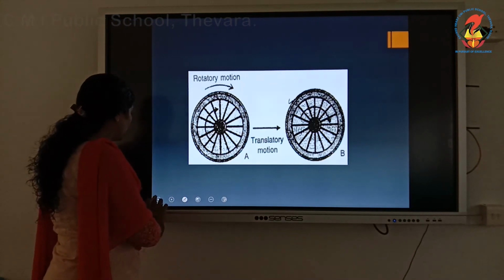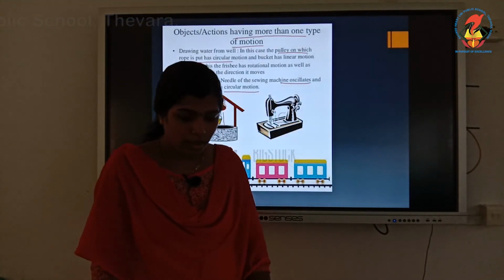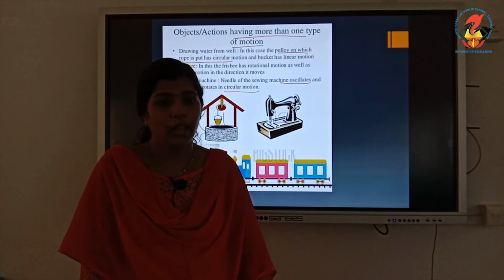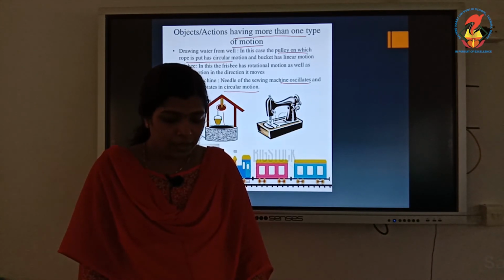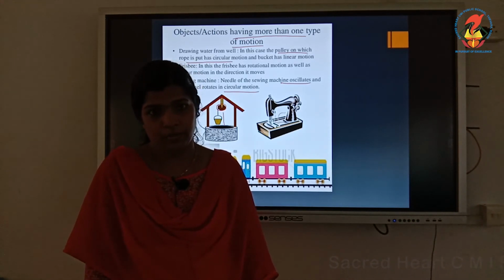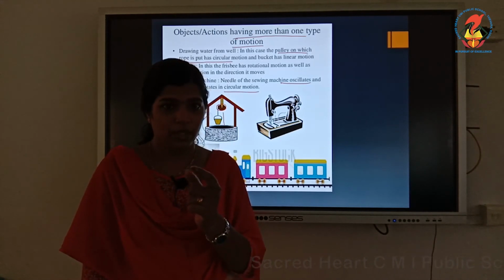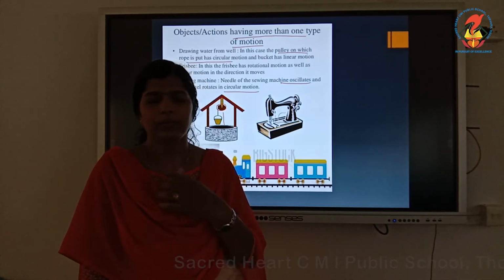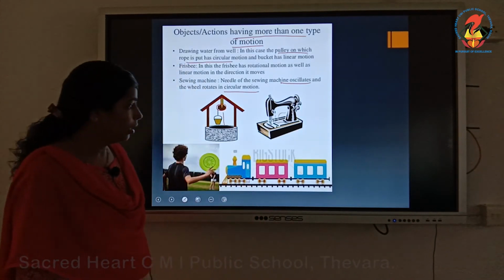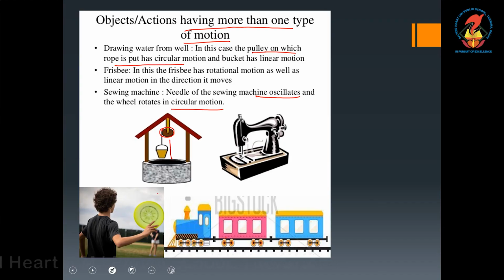Then, merry-go-round. As a whole, it shows rotational motion because it turns on an axle. But other parts of the merry-go-round will show circular motion. So, it's moving along the axis. Here, the wheels will move in a rotational motion. Okay. So, the wheel will show rotational motion and straight line motion.